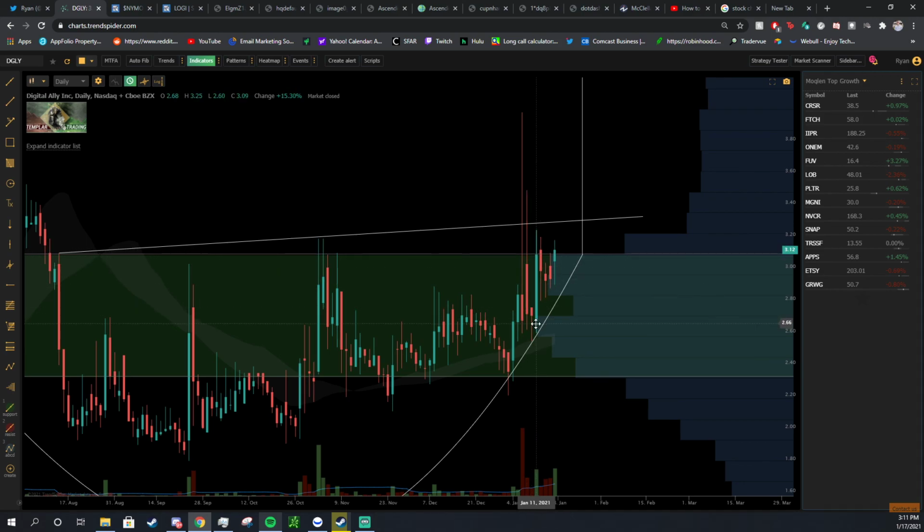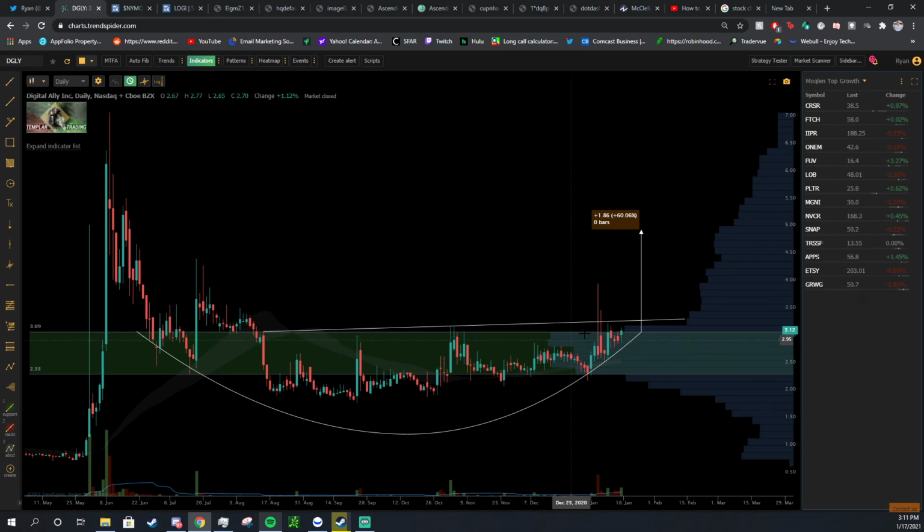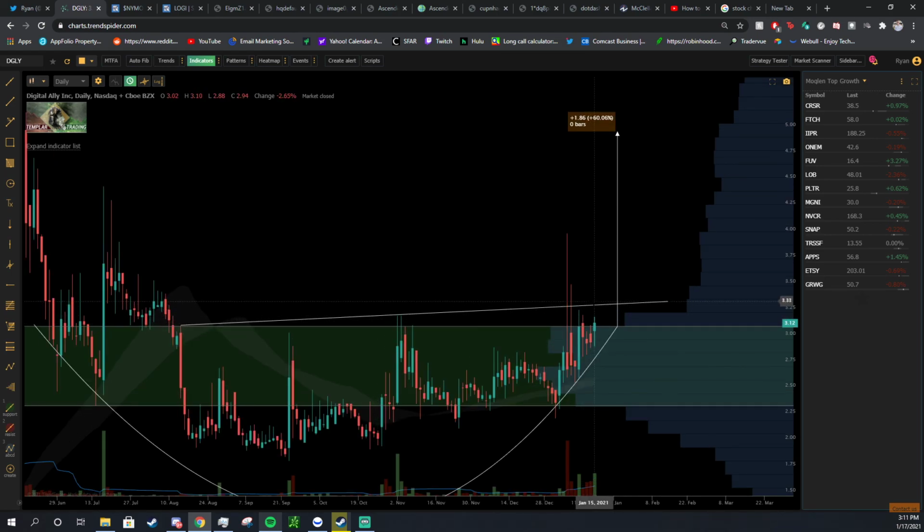So on this day, it saw lows of 2.62, and that was earlier last week, and then highs of 3.24. What's going to be big is the daily close over this resistance, right? A daily close over this shelf at 3.22 will be pretty bullish.